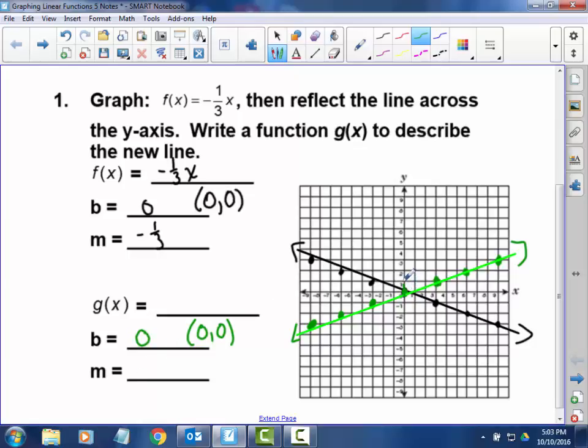We rise 1 and run 1, 2, 3. And we are going up, so it is a positive 1/3 slope. So we put that together, and we have 1/3 x plus 0, or you can simply leave it as 1/3 x. Okay, let's take a look at another.